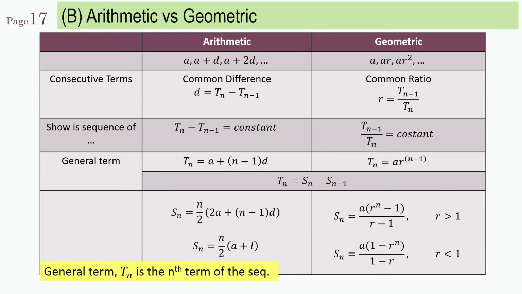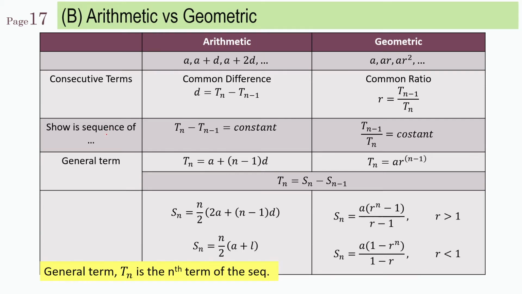Okay, so let us look at the comparison between arithmetic and geometric. In arithmetic, we have A, A plus D, A plus 2D. In geometric, it is A, AR, AR squared. For arithmetic, the consecutive terms have a common difference, and geometric has a common ratio. So it's Tn over Tn minus 1, while this one is a minus.